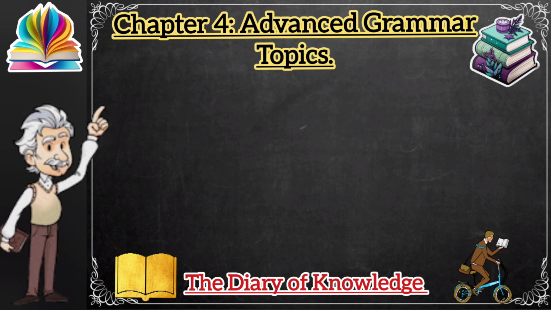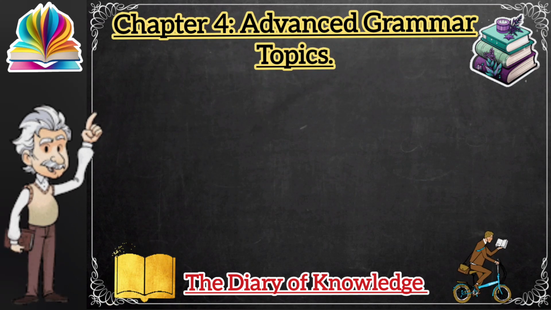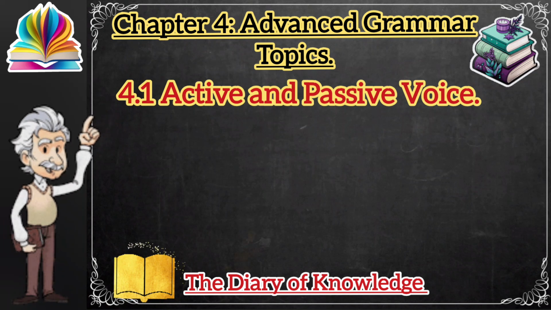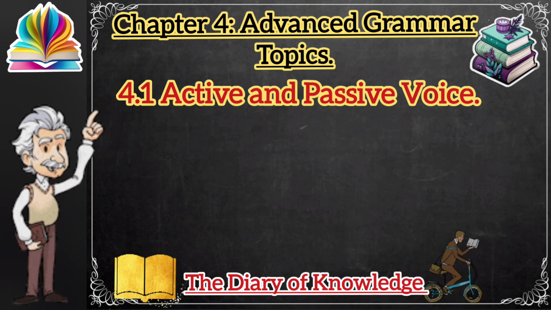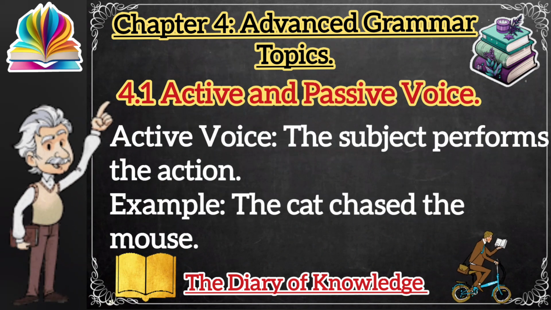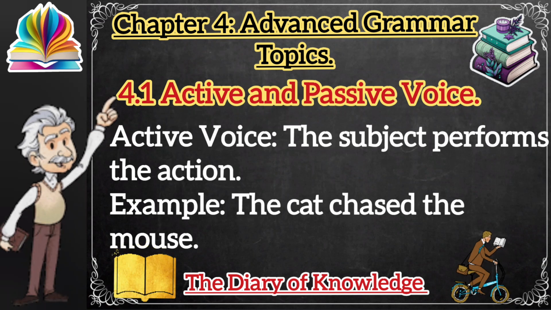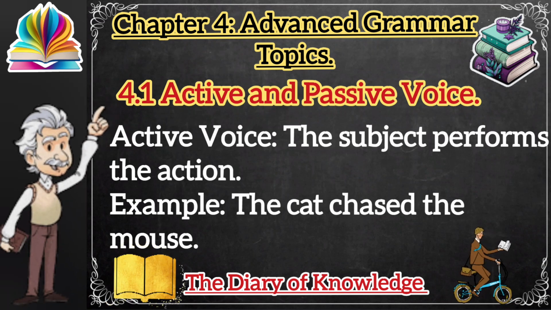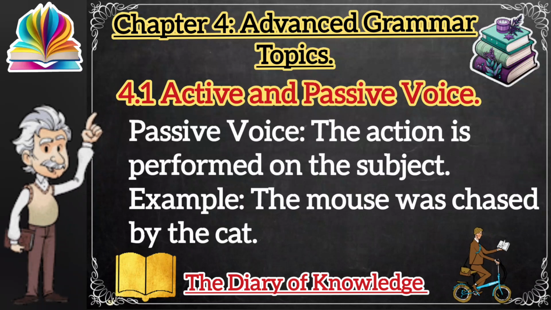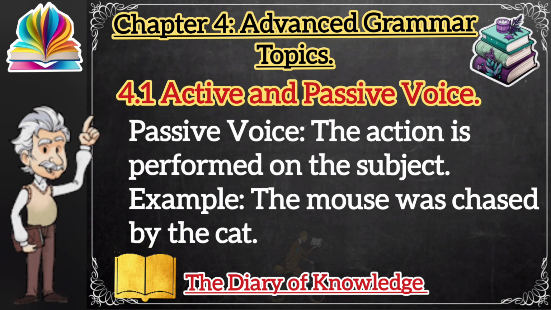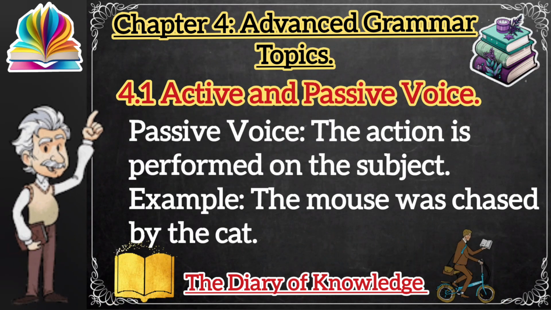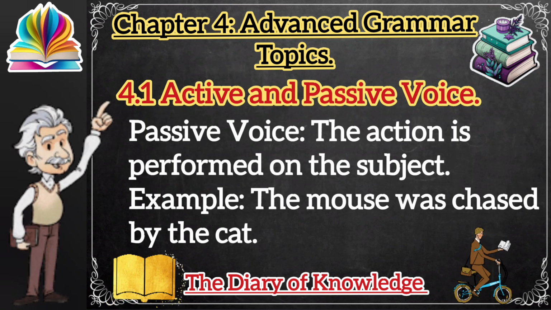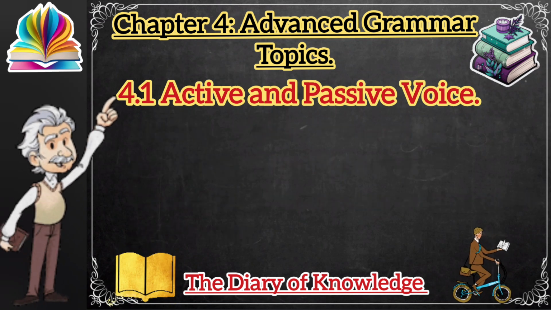Chapter 4. Advanced Grammar Topics. 4.1 Active and Passive Voice. Active voice: the subject performs the action. Example: the cat chased the mouse. Passive voice: the action is performed on the subject. Example: the mouse was chased by the cat.